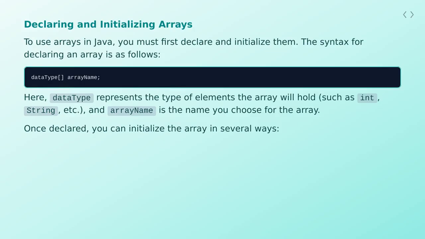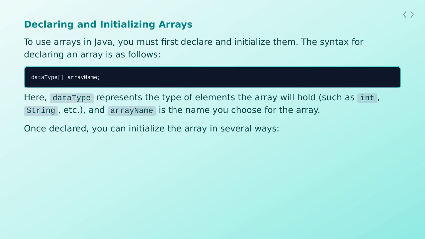Now, declaring and initializing arrays. To use arrays in Java, you must first declare and initialize them. The syntax for declaring an array is as follows. I'll let you read the examples on screen rather than reading every line aloud. Here, data type represents the type of elements the array will hold, such as int, String, etc., and array name is the name you choose for the array.